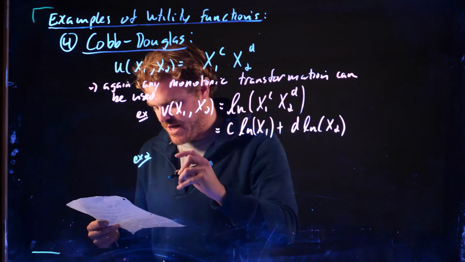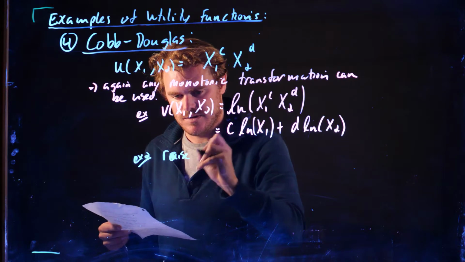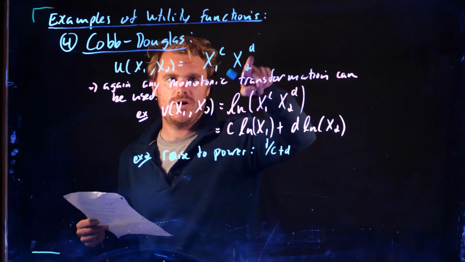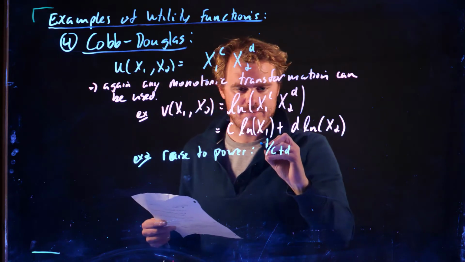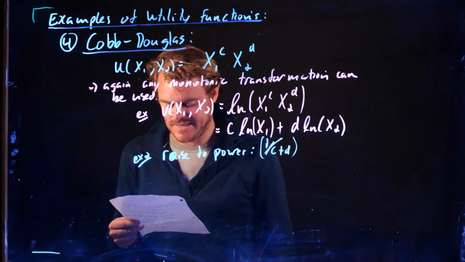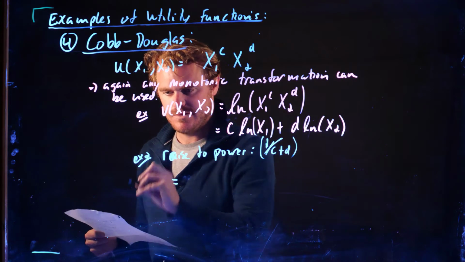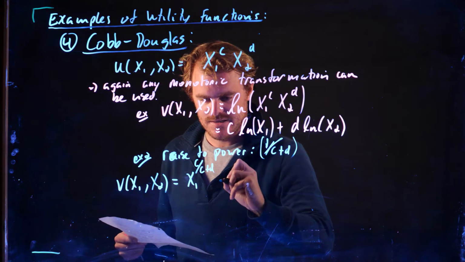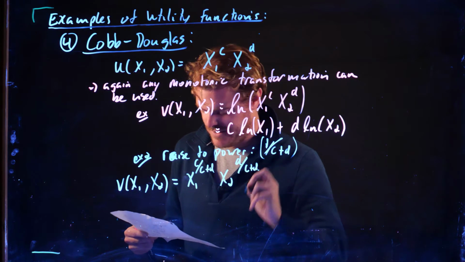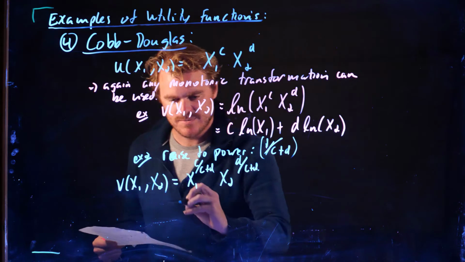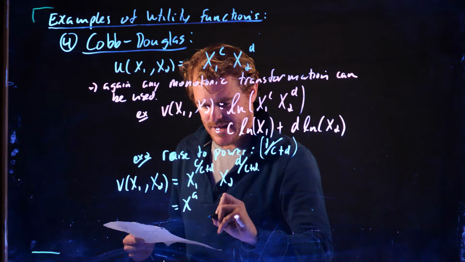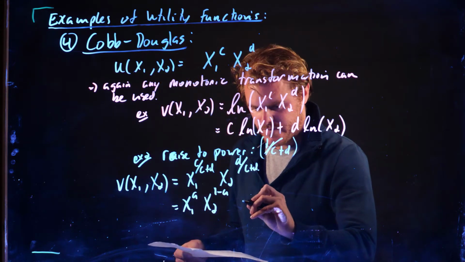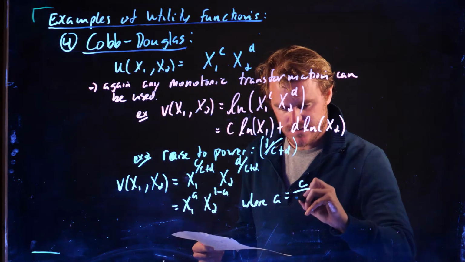So let's say we raise the utility function to the power 1 over c plus d. That's the transformation we're going to make. Well then, our new utility function, we can call it b again if we want, is going to be x1 to the c over c plus d, x2 to the d over c plus d. And then we can redefine these exponents. So this is just equal to x1 to the power of a and x2 to the power of 1 minus a, where a equals c over c plus d.